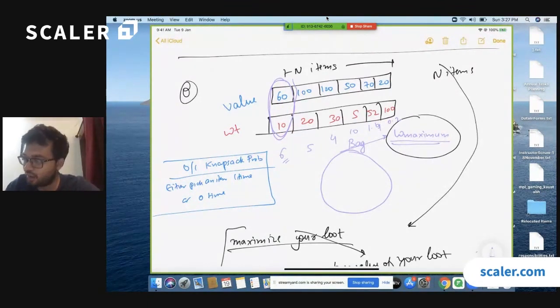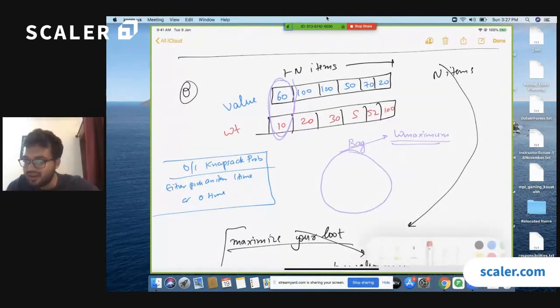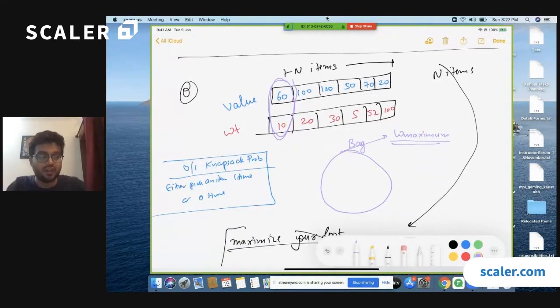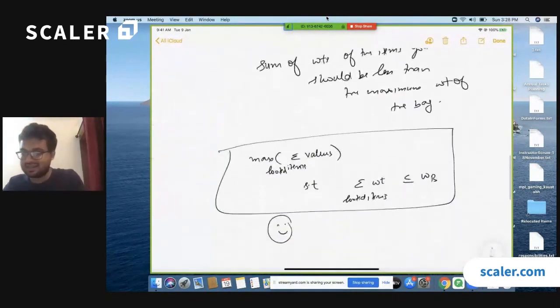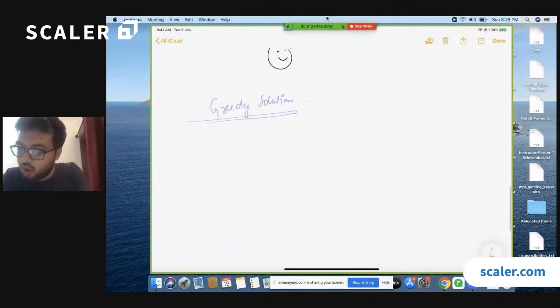So in these kinds of problems, where the landscape changes with every decision that you take, and the further options that you have in the problem change drastically, you would not be able to come up with a greedy solution. I hope it makes sense, right? Cool. So first of all, we just discussed that a greedy solution will not work in this case.